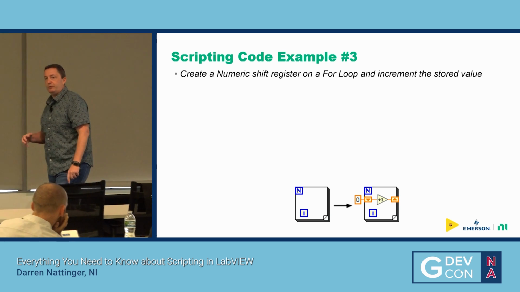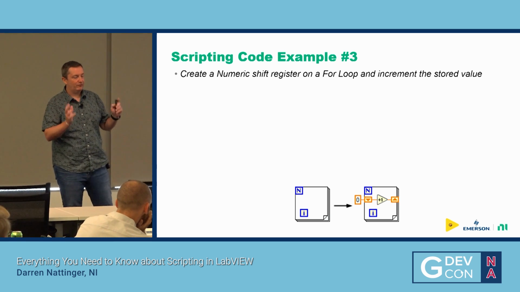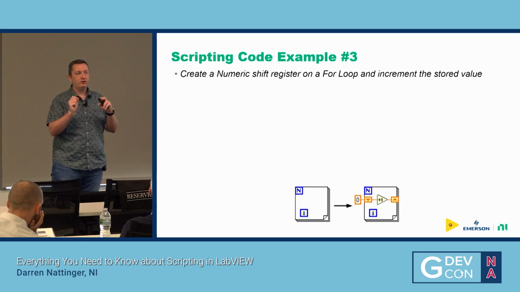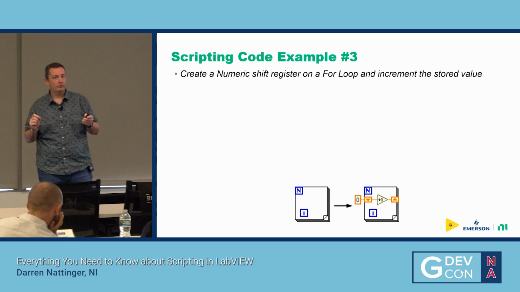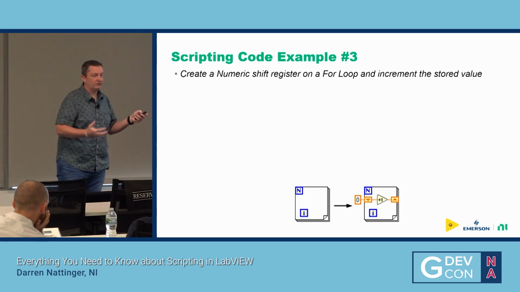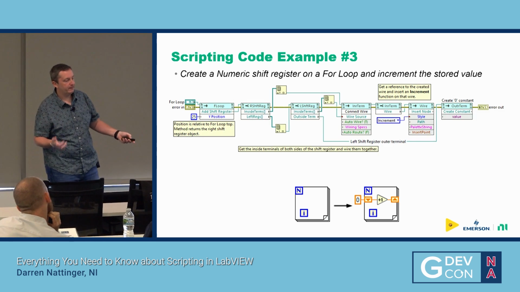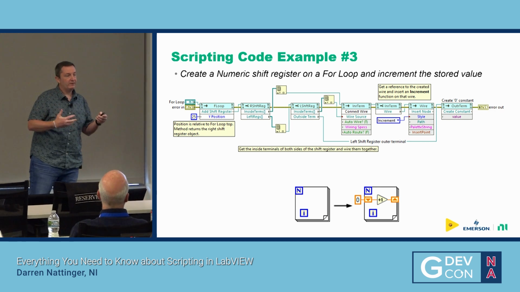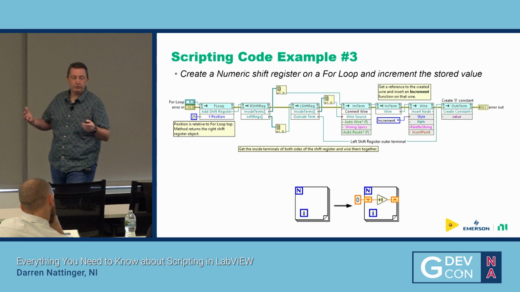Scripting code example number 3. I want to start with a blank for loop, and I want to create a numeric shift register that increments the value and initializes with the value of 0. What does the scripting code look like to make that change to a for loop? It looks like this. So starting from the left, we are calling a method to add a shift register to the border of the for loop.